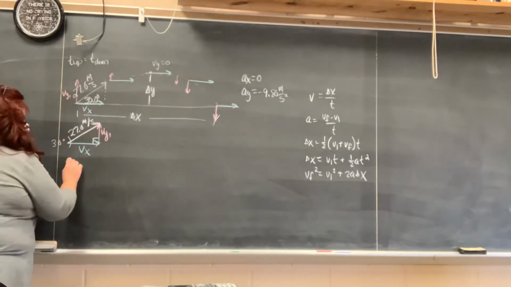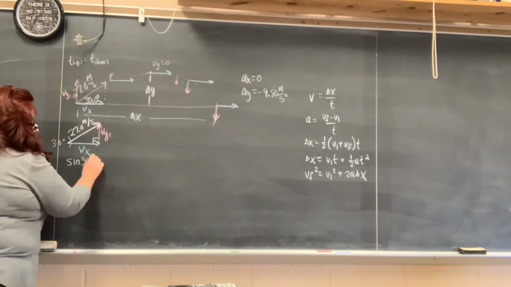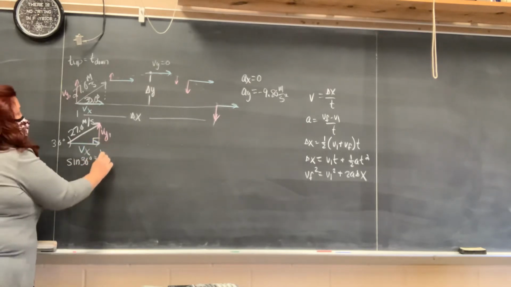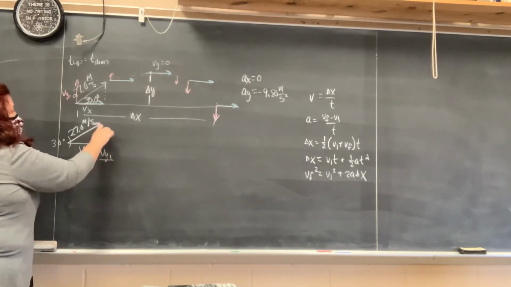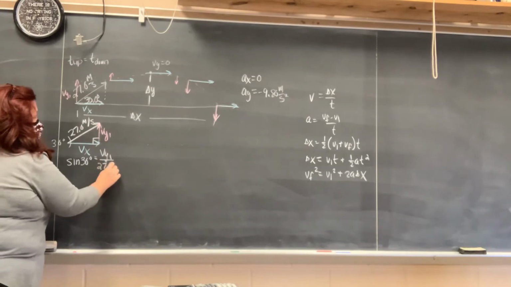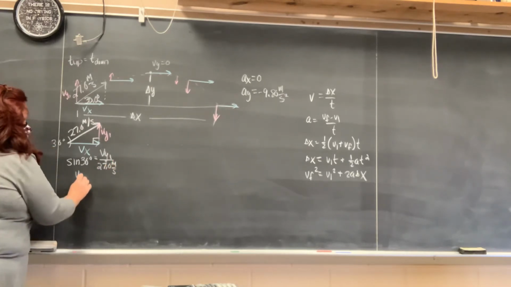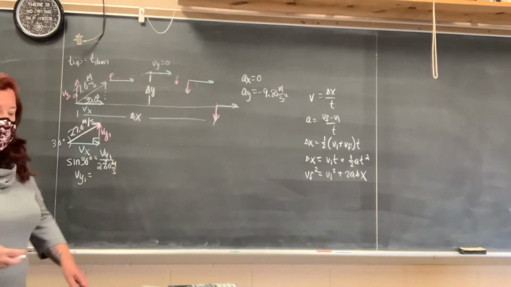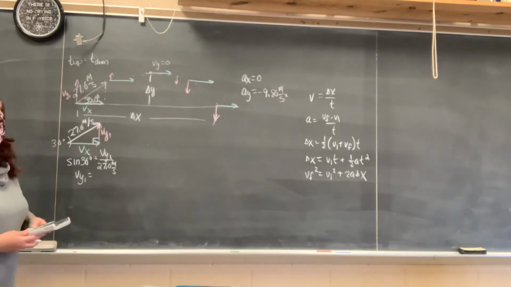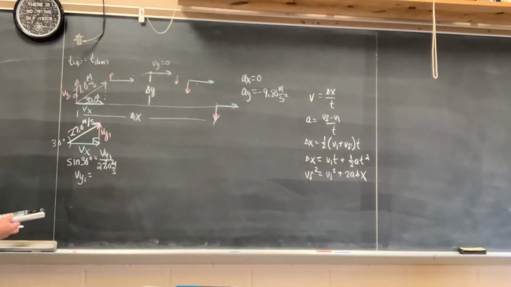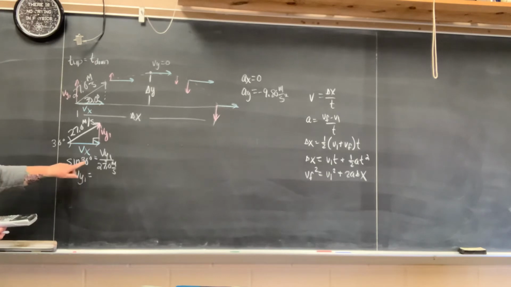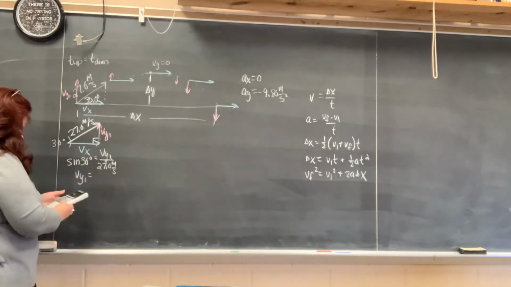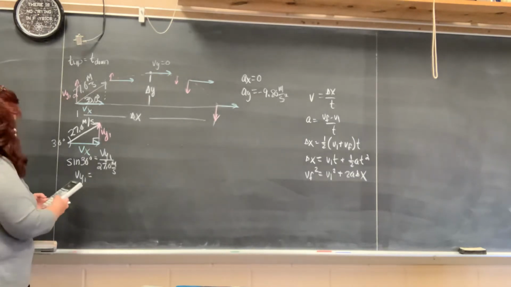And you can say that the sine of 30 degrees is equal to the opposite side, which is Vy initial, divided by the hypotenuse, which is 27 meters per second. And then you can solve for Vy initial. If you remember your unit circle that some evil math teacher made you memorize, sine of 30 degrees, that's going to be a half. And so you take a half times 27, or you can just use your calculator.